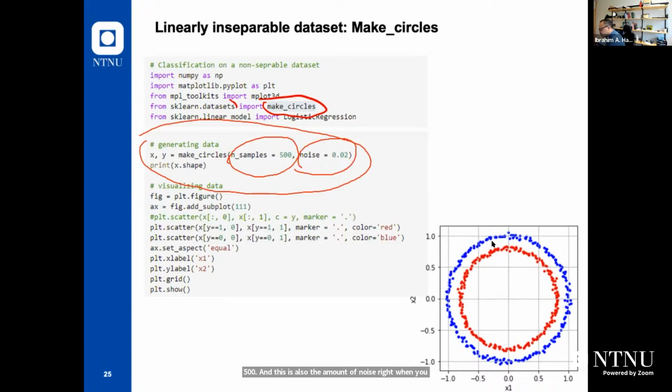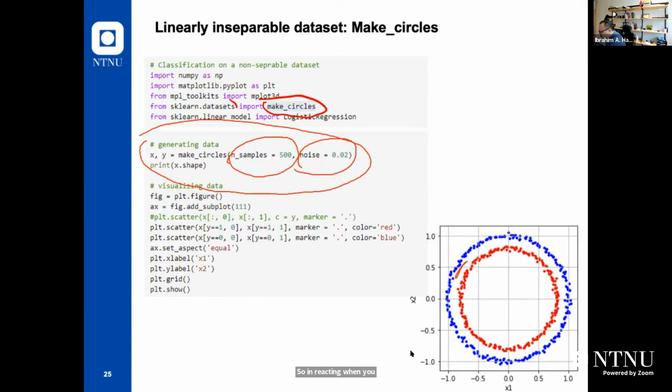This function make_circles generates two classes. It will generate those two circles inside each other. So we have the red one and we have the blue one. It's a binary classification problem, as you can see, because we have only two classes, the blue class and the red class. We need to build a model which can classify those two classes into two separate classes. So in reality, we need to generate this line, right?